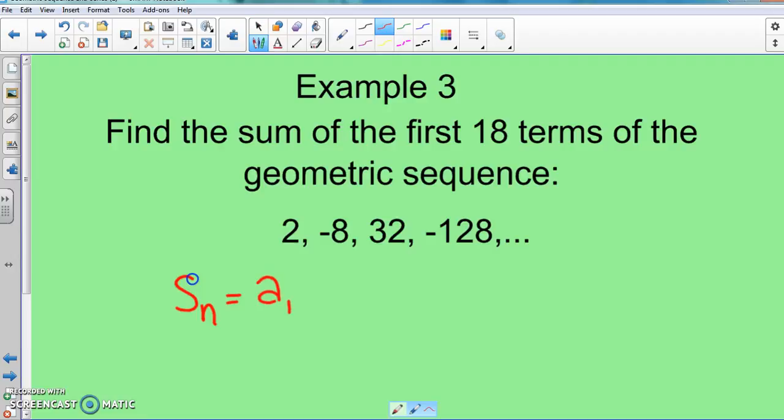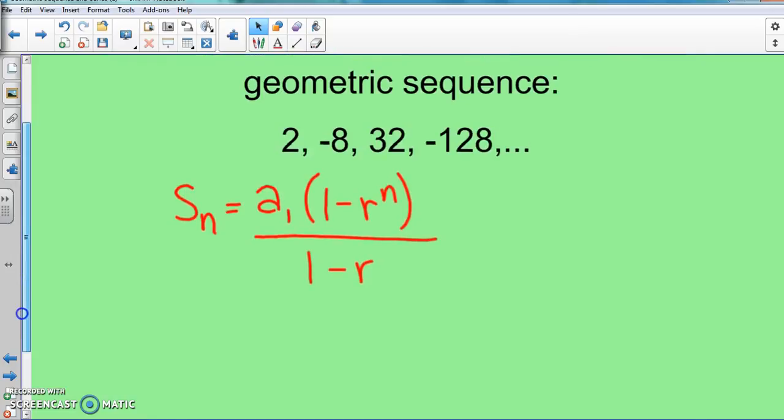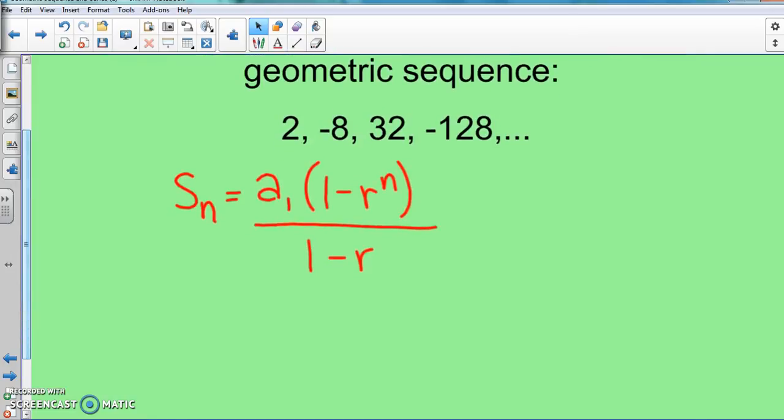And here, once again, you don't have to remember the formula. It is given to you on the final exam, so you don't have to know it off the top of your head. All you have to do is be able to know how to use it and know when to use it. Okay, so looking at this, we know A1 is right here.